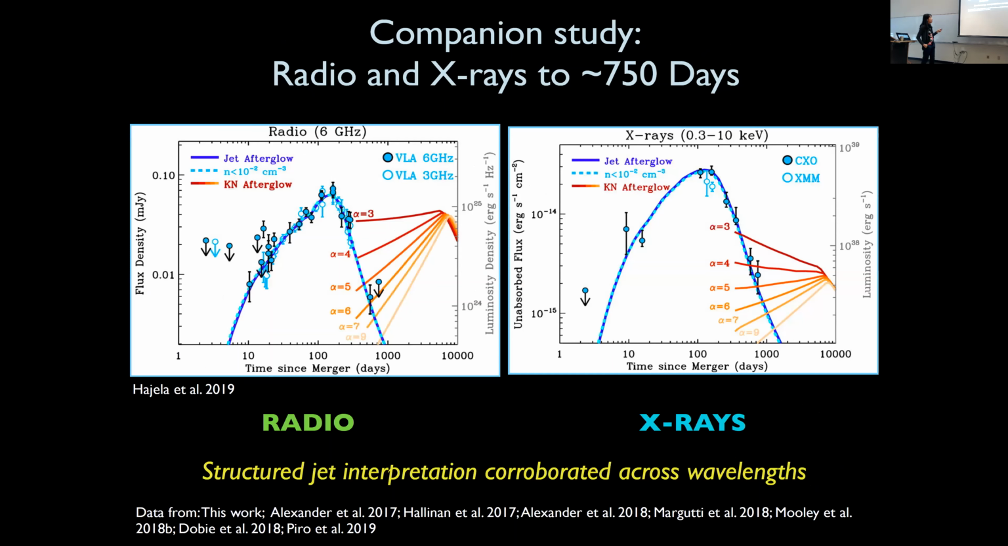And so this was just published this past quarter, and we were actually able to see beautiful agreement. So these are structured jet models in the radio and the X-ray. So this is corroborated across the entire EM spectrum. So this is like an extremely beautiful data set of this merger. We're very excited to see the first non-detection, because then we can again go to sleep.